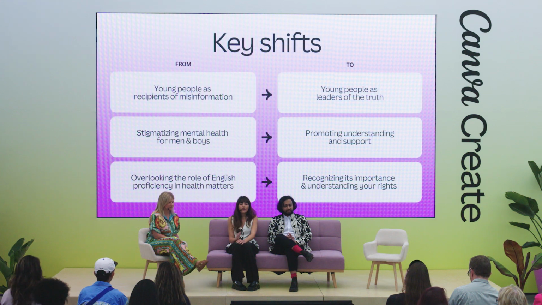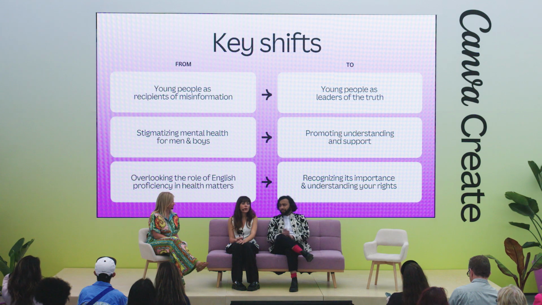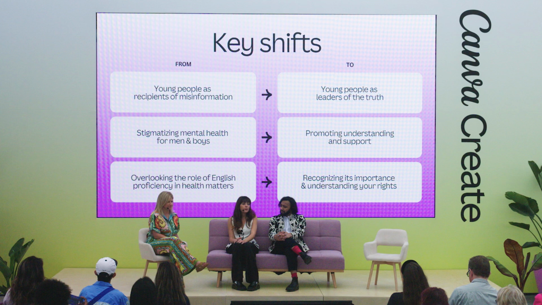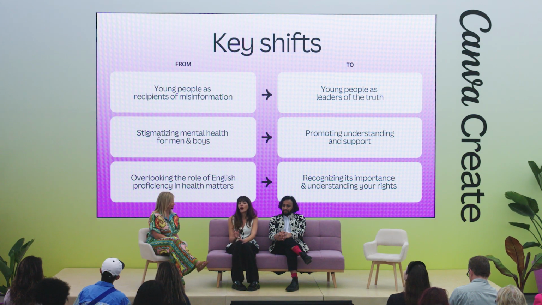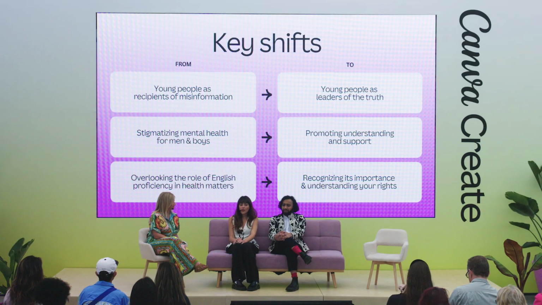And the 3 key shifts that they landed on, the first one is a shift from young people as recipients of misinformation to young people as leaders of the truth, reframing and challenging issues of race and class. And the second shift is a shift from stigmatizing mental health for men and boys to promoting understanding and support, providing them with practical ways to manage it, and making sure that we acknowledge that the effects of grief on the body and mind can be great.